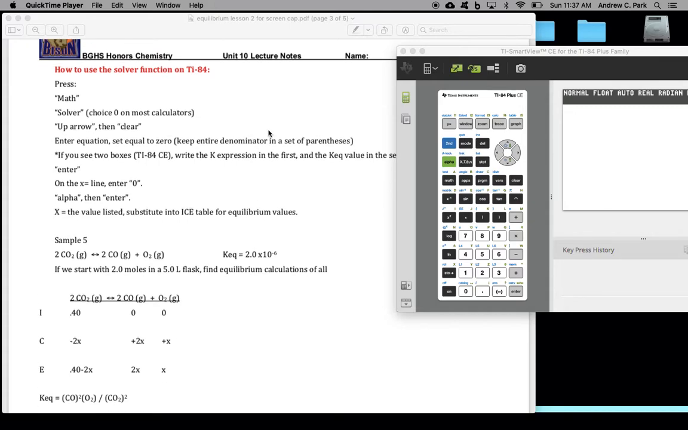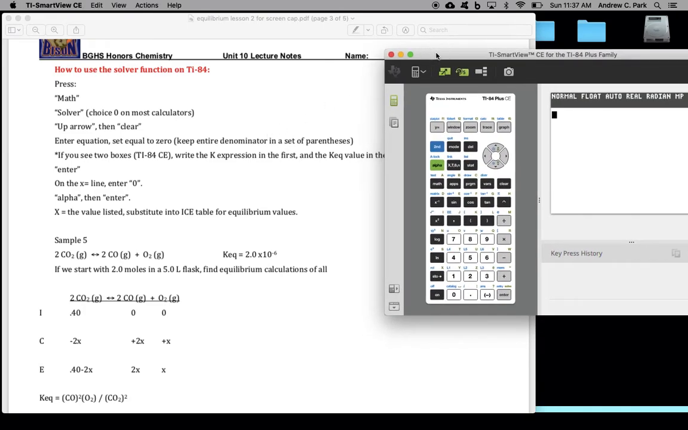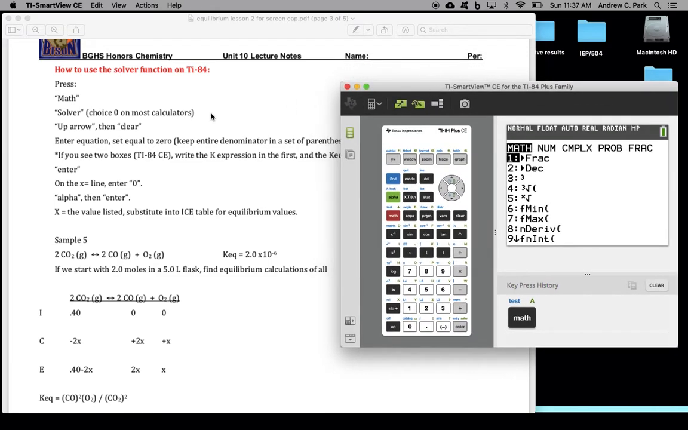Now I've opened up the graphing calculator emulator here, so you can see exactly what I would type in. So here's how you set this up. The first thing you need to do on your calculator is find the math key. The math key is right here on the left-hand side. Let's go ahead and click the math key, and we're going to arrow down and choose the solver function.